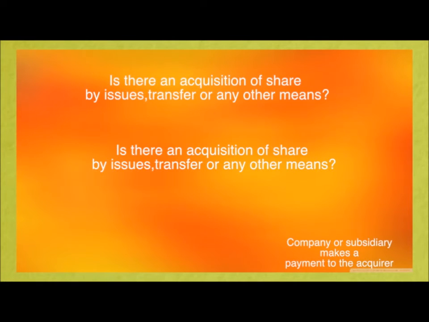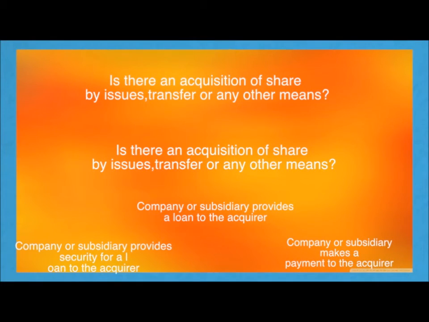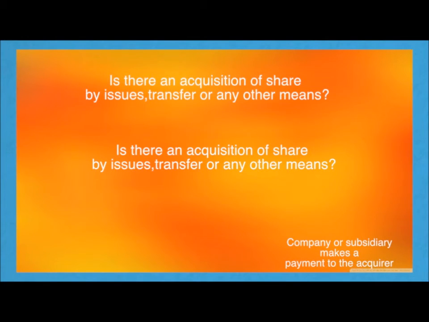Restriction on financial assistance. Is there an acquisition of shares by issue, transfer or any other means? Is the acquirer being financially assisted by the company or its subsidiary? The first, the company or subsidiary provides a loan to the acquirer. The second, the company or subsidiary makes a payment to the acquirer.